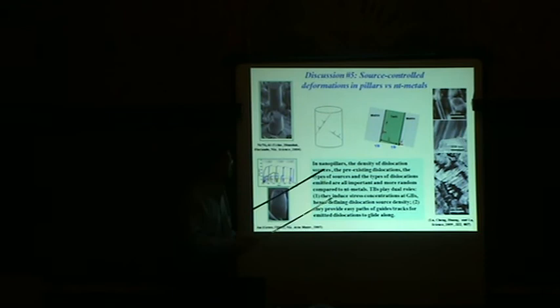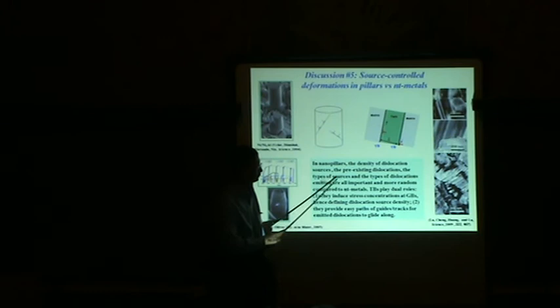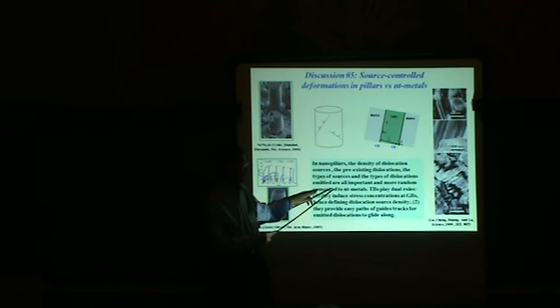Now we can compare the pillar and the twin material, and we could conclude the following. In nanopillars, the dislocation source density, the pre-existing dislocations, the types of source, and the types of dislocation you need are all important, and more random, compared to now, twin metals.